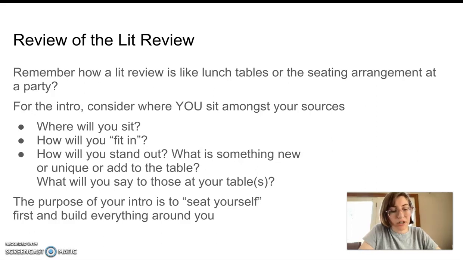So the purpose of your introduction is to introduce you and how you sit amongst those sources you're about to present in an organized way. So you'll need to think about, okay, I have all these tables. Where do I sit? How do I fit in? How do I stand out? What am I adding to all these tables or to this party? What role am I fulfilling? Or what are people saying about me? Or why would they be interested in me? When you develop those ideas about yourself, about your own field research, you will take the introduction to explain that, to seat yourself, and then build the rest of the situation around you.